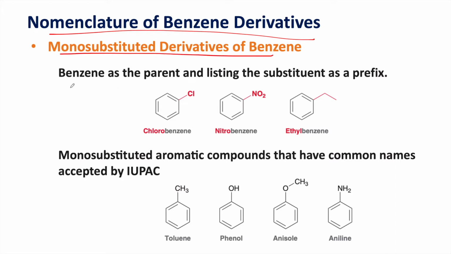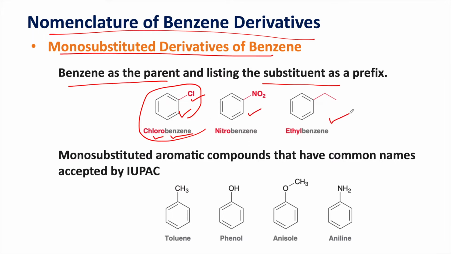In this, you take benzene as the parent and the substituent as a prefix. For example, this is chlorobenzene. Here benzene is the parent part, so we write benzene, and this substituent chloro we take as a prefix. So it becomes chlorobenzene, and this becomes nitrobenzene, and this becomes ethyl benzene.